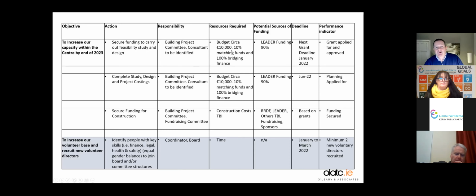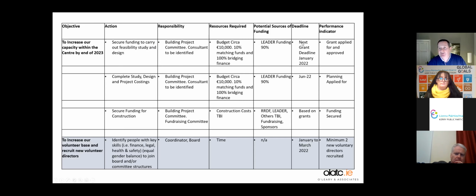So what they would then come back with and say is, okay, we've made a few calls to some consultants, we've made a few calls to local development companies, we've made some calls to other community volunteer organizations who've done something similar, and they said the budget is around 10,000 euros, for example. They know that if they go for LEADER funding to do that, they'll get 90% funding to do the study, and 10% of that they'll have to come up with themselves. They'll also have to come up with bridging funding to pay for the money up front, and then look to reclaim the grant that they've been approved for.